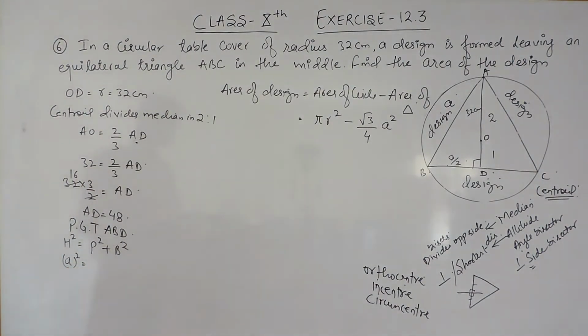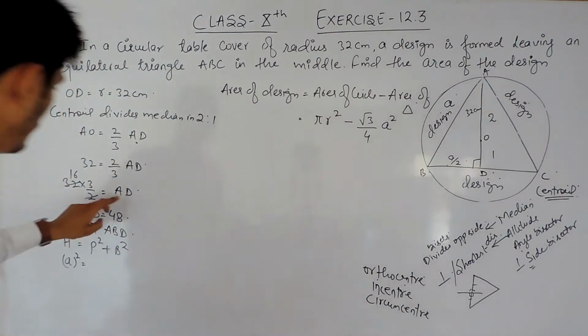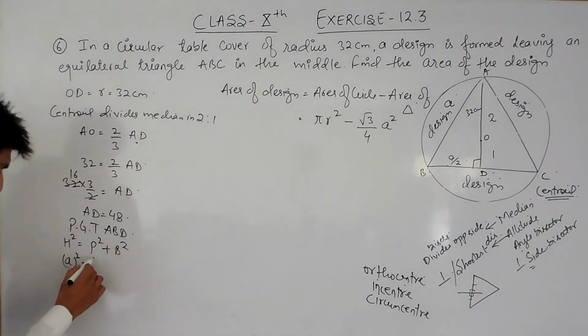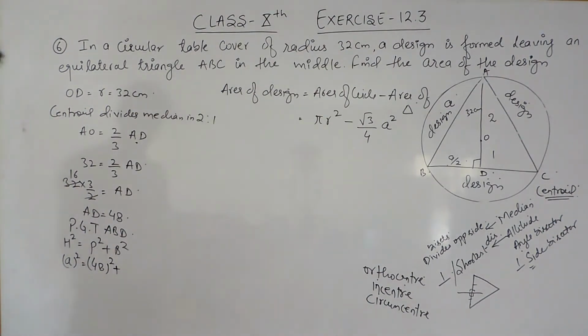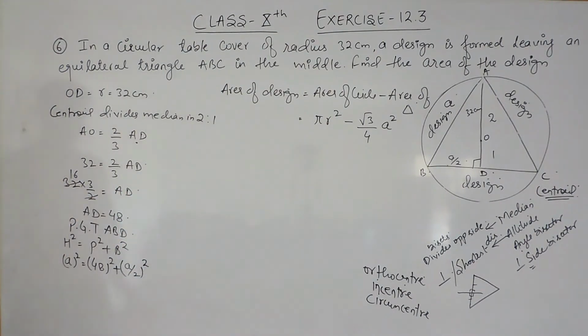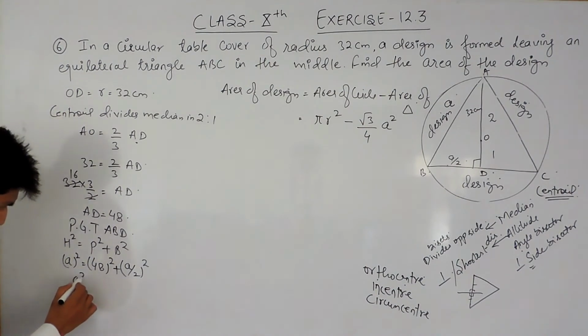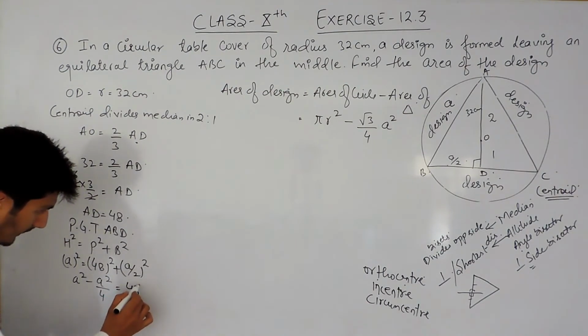Our perpendicular is AD. So in this triangle, my perpendicular is AD, and the value of AD is 48. So it should be 48 square plus my base, which is a by 2, so it should be a by 2 whole square. Now solve this further. This a square will remain as it is. This is 48 square. This is again a square. This is the variable, so I can shift this to this side. So it should be a square minus a square upon 4 is equal to 48 square.